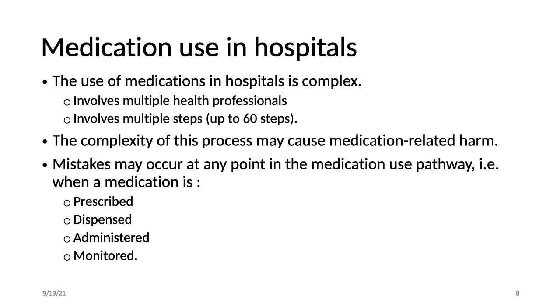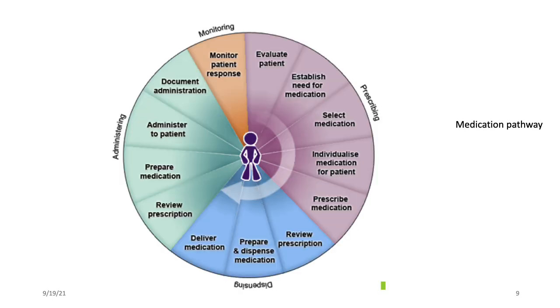The use of medicine in hospital is very complex. It involves multiple healthcare professionals: a resident, specialist, consultant, pharmacist, pharmacy technician, nurse, nursing student. It involves multiple steps. It can be up to 60 steps for a single prescription. The complexity of this process may cause medication-related harm. Mistakes may occur at any point in the medication use pathway: when medication is prescribed, dispensed, administered, or during the monitoring phase.